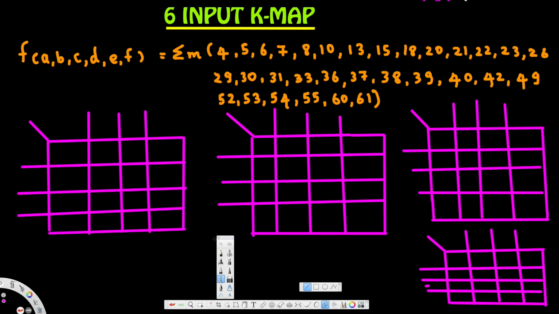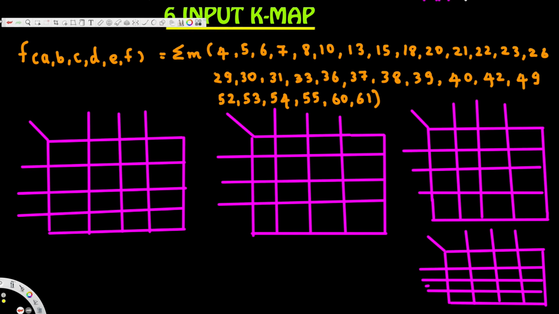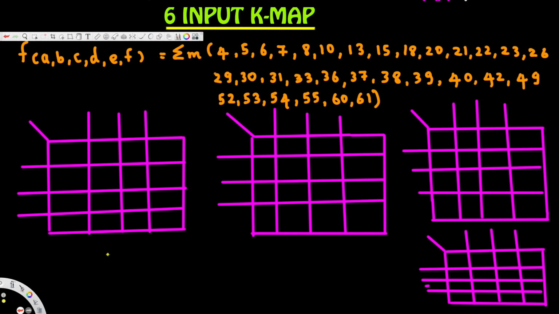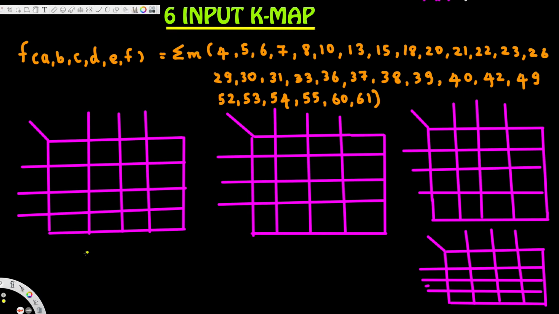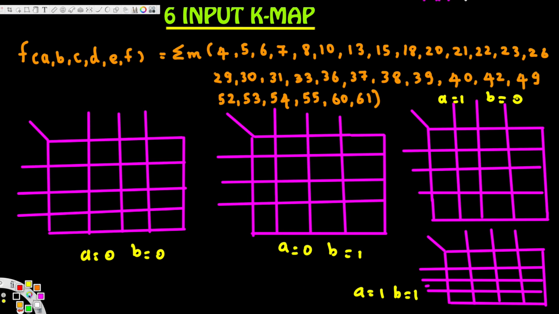Okay, now let's go ahead and name the locations. When we do a 6 input K-map, what we do is we take A and B outside, because A is the most significant and B is the second one. So we have to take both of them outside. For the first one I take A equal to 0, B equal to 0. For the second one we have A equal to 0, B equal to 1. For the third table, A equal to 1, B equal to 0. And for the fourth one, A equal to 1, B equal to 1.